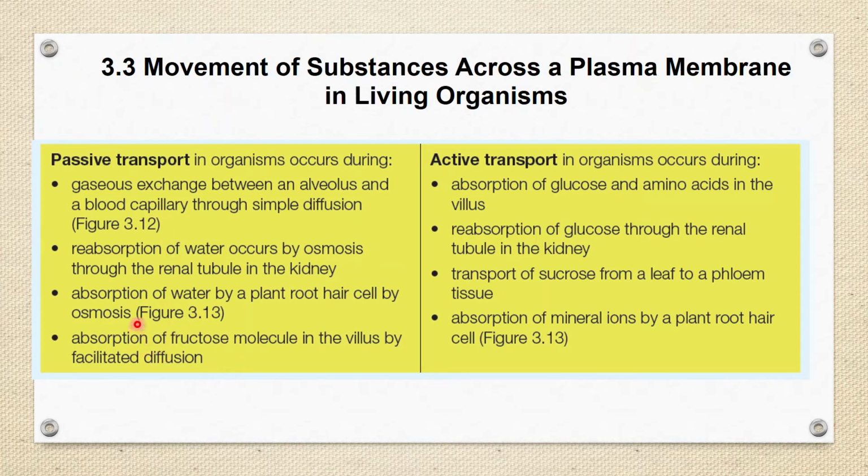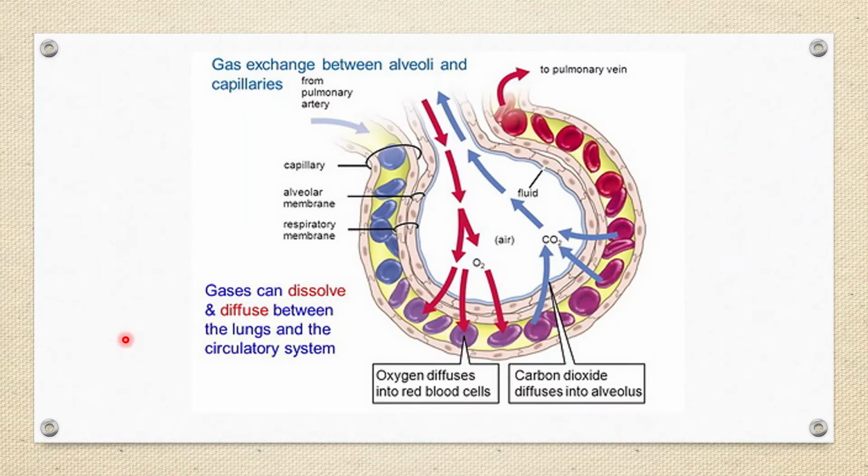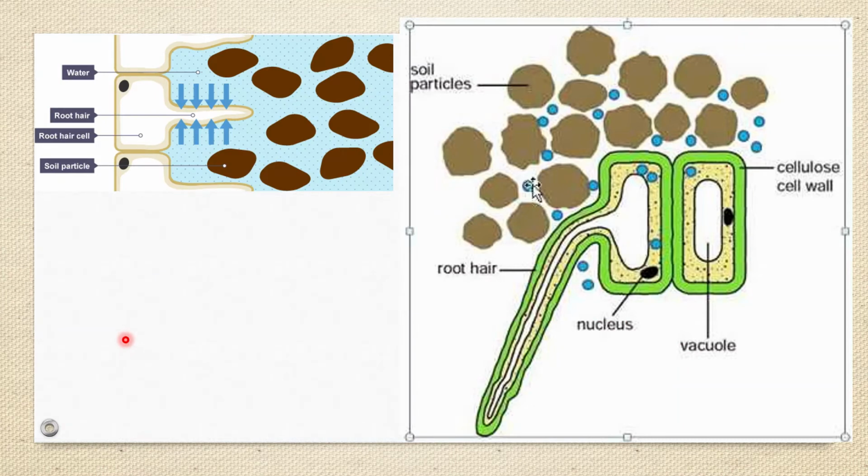Okay, the third example is absorption of water by the plant root hair cell, also by means of osmosis. We have actually discussed this in our previous lesson. So you get to see the picture. This is the root cells. This is the root hair, the elongated, the extended or the modified epidermal cells, to increase surface area so that water and salt uptake is increased.